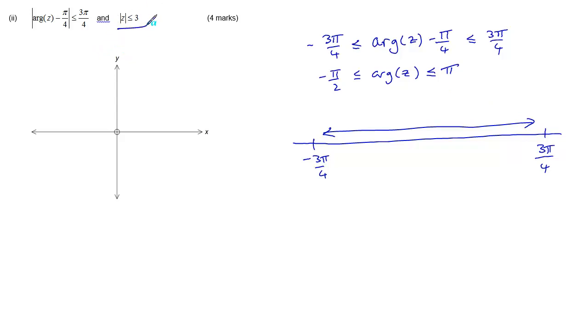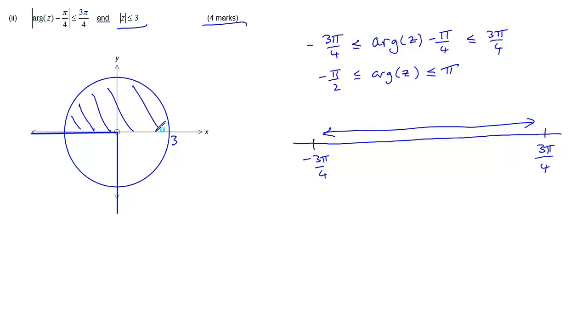So we've got the mod z is less than or equal to 3 as well, so we need a circle, and we must indicate the radius of that circle. Think about the fact this is 4 marks. We've got to get some detail on here. And we've just worked out the arguments. So there and there. And we want to be in between those. So we need to shade 3/4 of the circle.